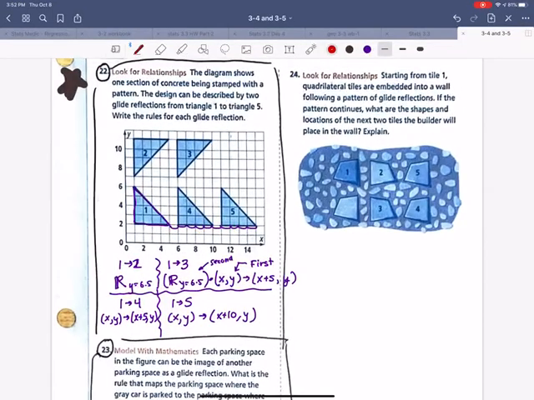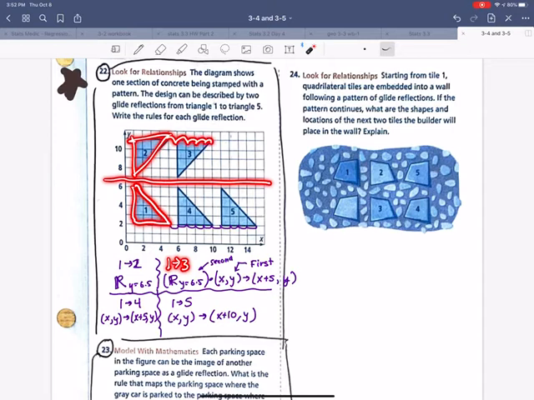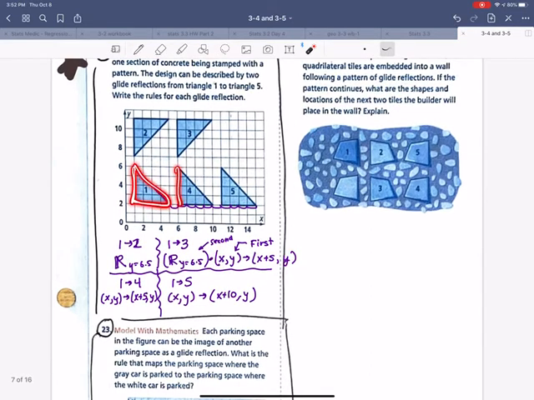Most of the classes I did this, or almost all of it. So just to review, to get from 1 to 2, it looks like we flipped it over this line halfway between 6 and 7. So that's reflect over y is equal to 6.5. That's halfway between 6 and 7. To get from 1 to 3, I'm going to have to flip it over this line and then scoot it over 5. I could have also scooted it over 5 and then flipped it over. So this would be correct either way you write it.